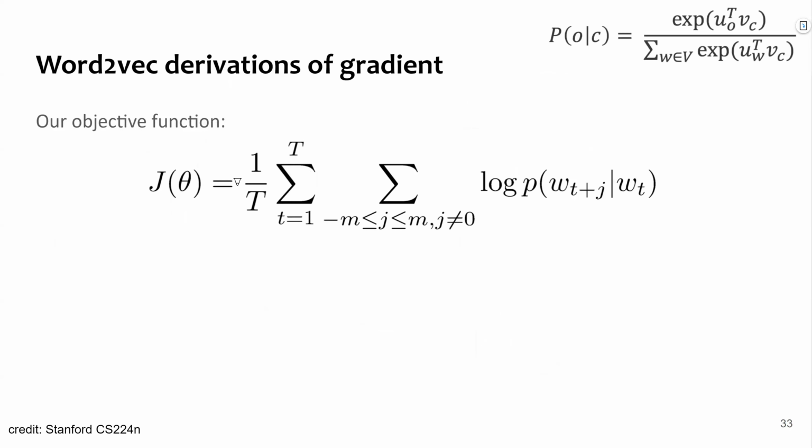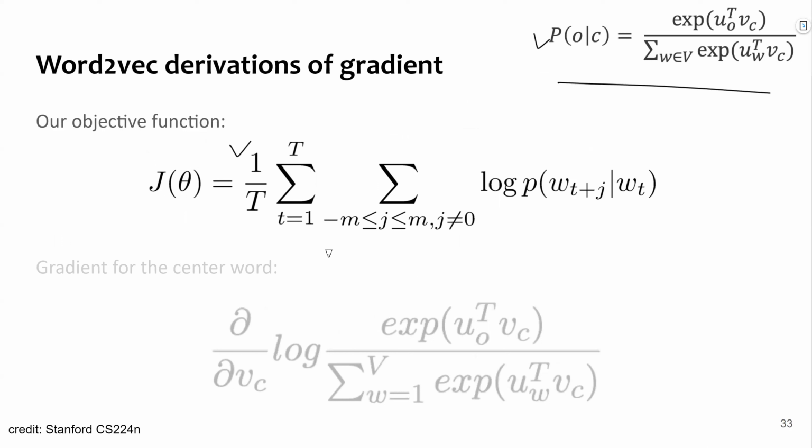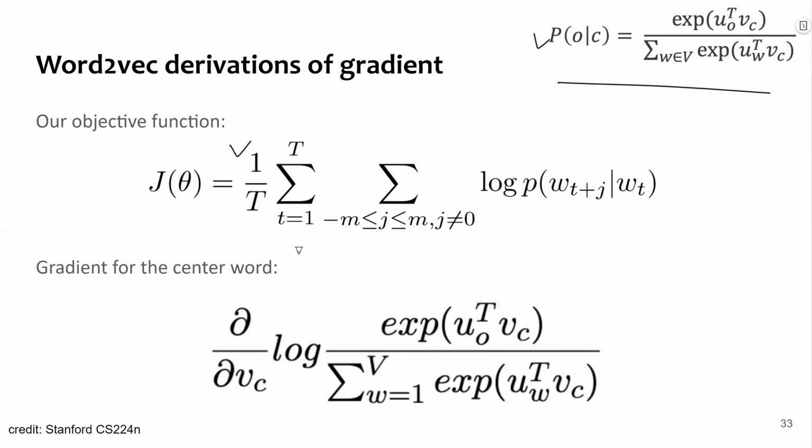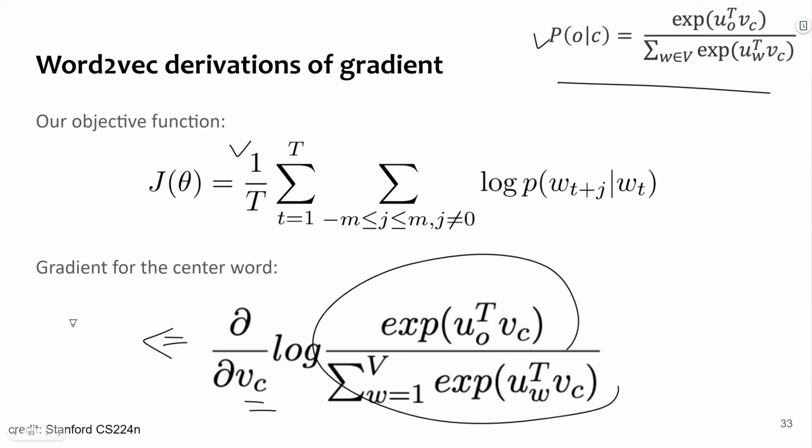And our objective function looked like this, and our probability looks like this. And we need to calculate the gradient for the center word. We need to derive this term in respect of the center vector. And after calculating this gradient, we can use this gradient to update the center word vector by multiplying some learning rate like this. That's the basic idea.